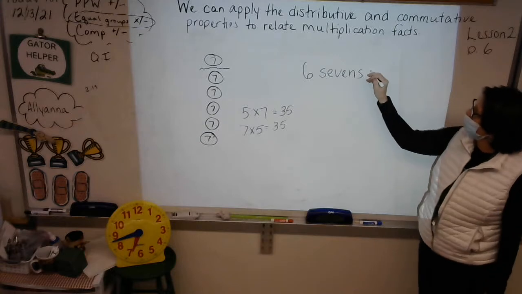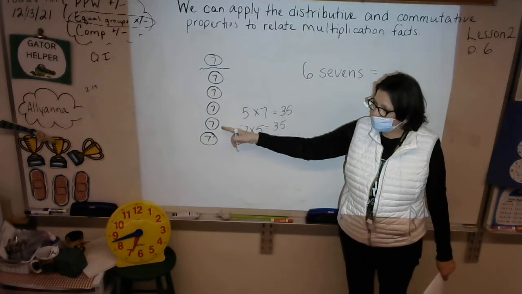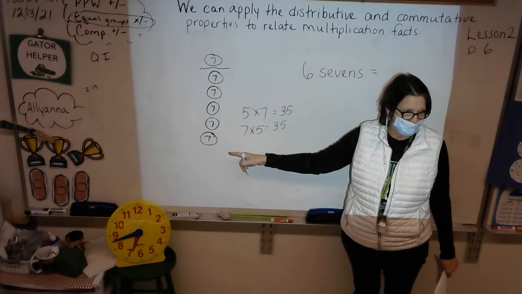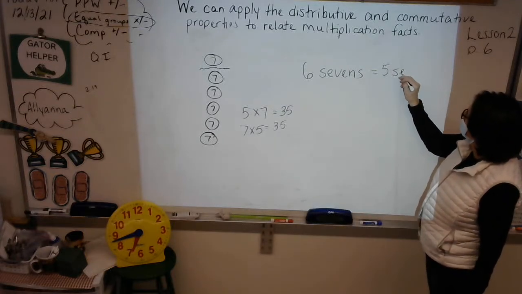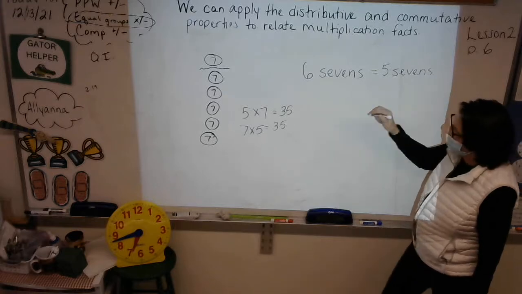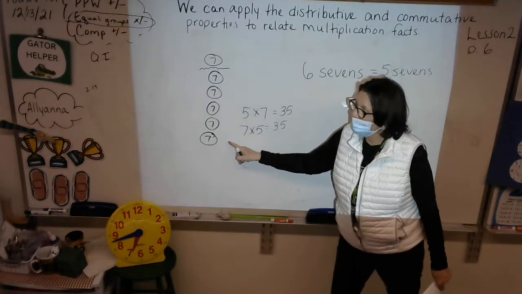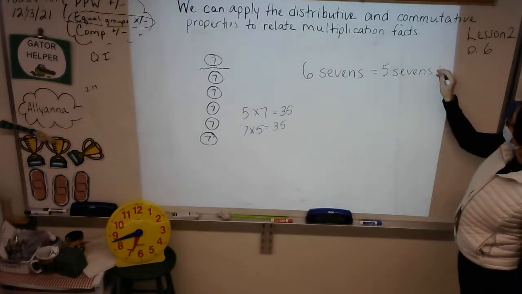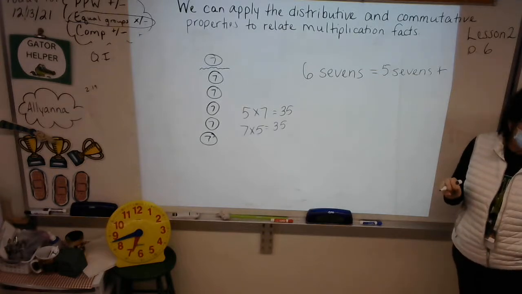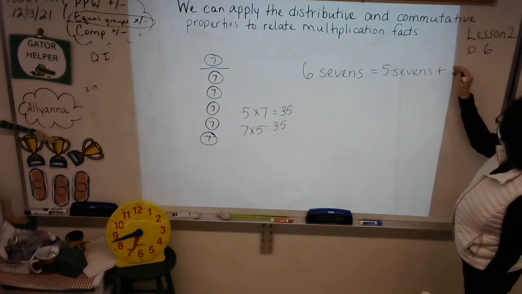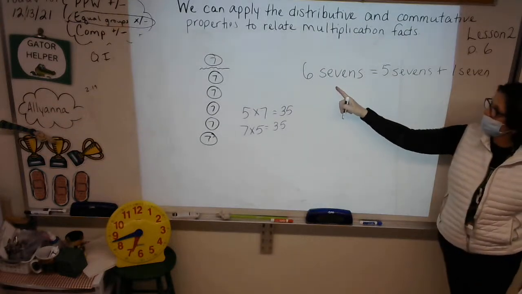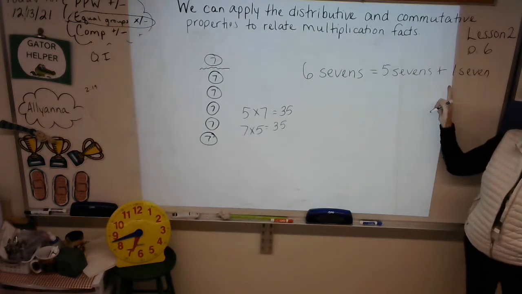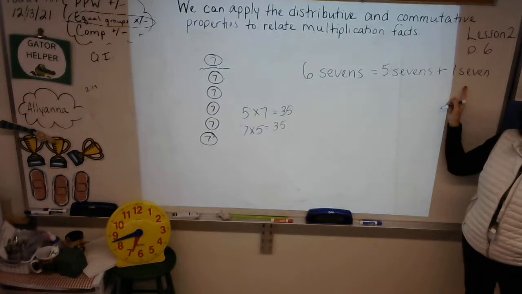And what do we say? That equals, well, how many 7s do we have below the line? 5 sevens. So that equals 5 sevens. What does 5 sevens represent? These 5 right here. And then to that, in order to get 6 sevens, we have to add 1 7. So 6 sevens equals 5 sevens plus 1 7.